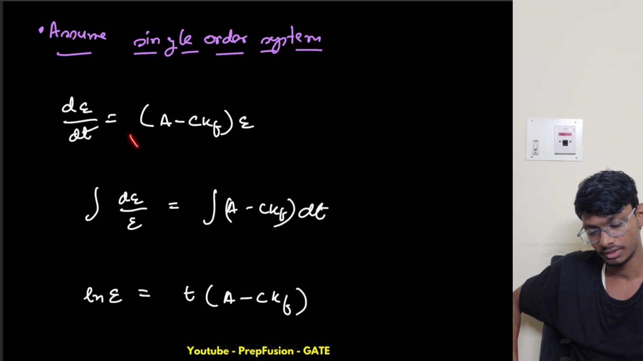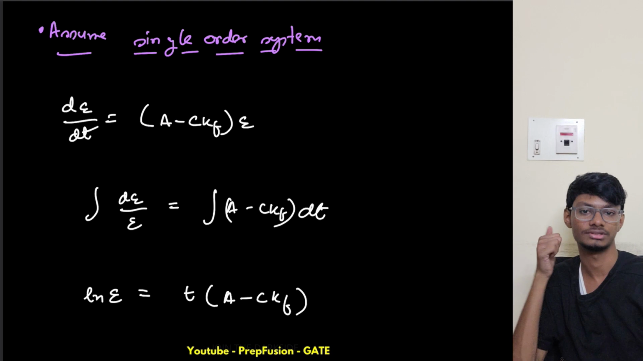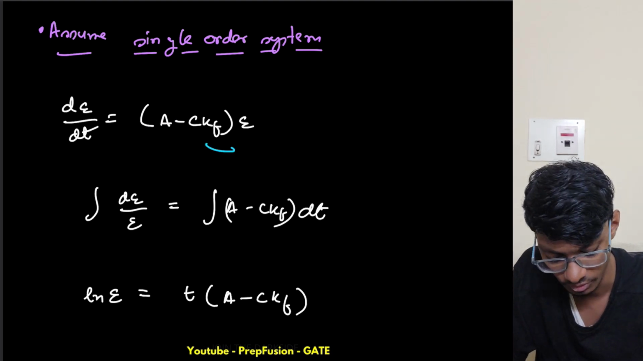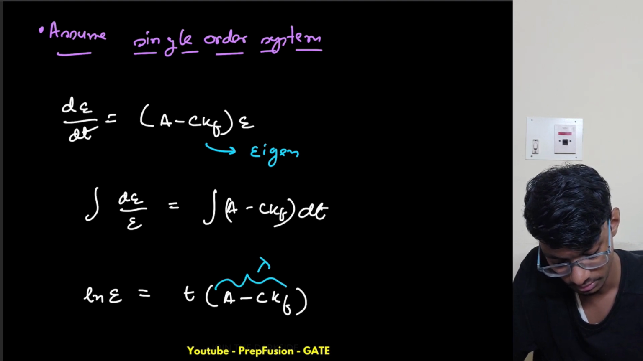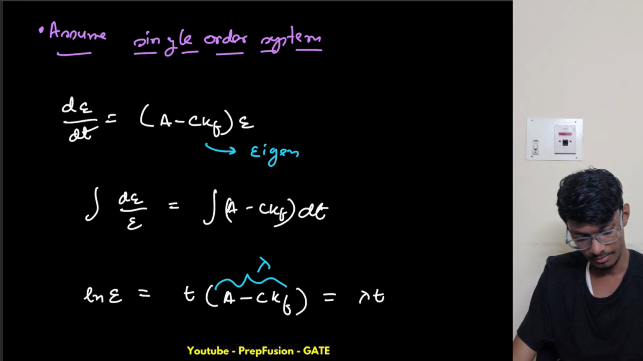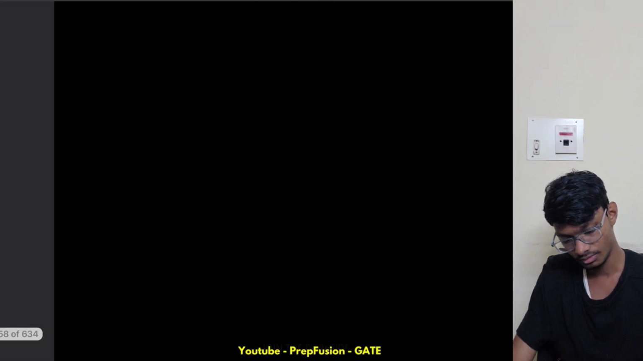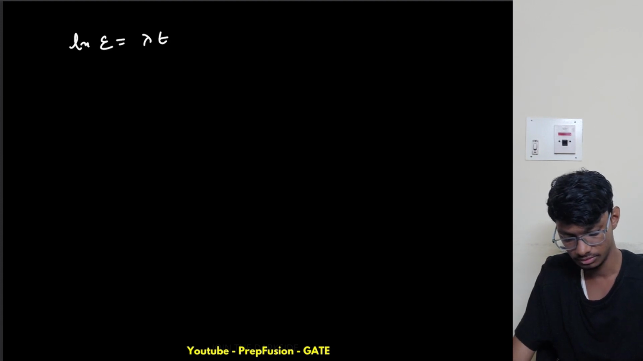So what is a minus ckf in a single element known as? It is the eigenvalue. We have already learned this; if you don't remember, you have to revise. I can replace this whole thing with lambda, so this will be lambda t. So I can write ln of e equals lambda t.